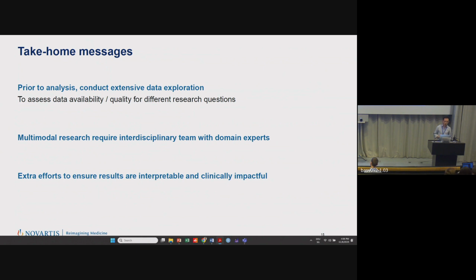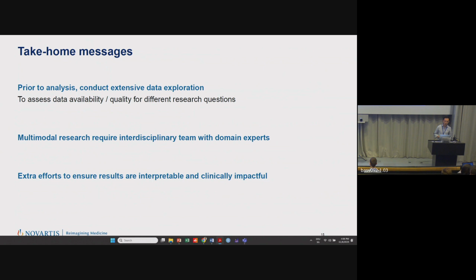And then the second point is multi-modality research requires an interdisciplinary team with domain experts. I think this echoed the point from Dominic early on about federated learning that is interdisciplinary. And here it's not only data scientists and statisticians, but also clinicians and imaging experts, those domain experts who know not only about the data, but also the acquisition method, how they were obtained, and their utility in clinical practice.